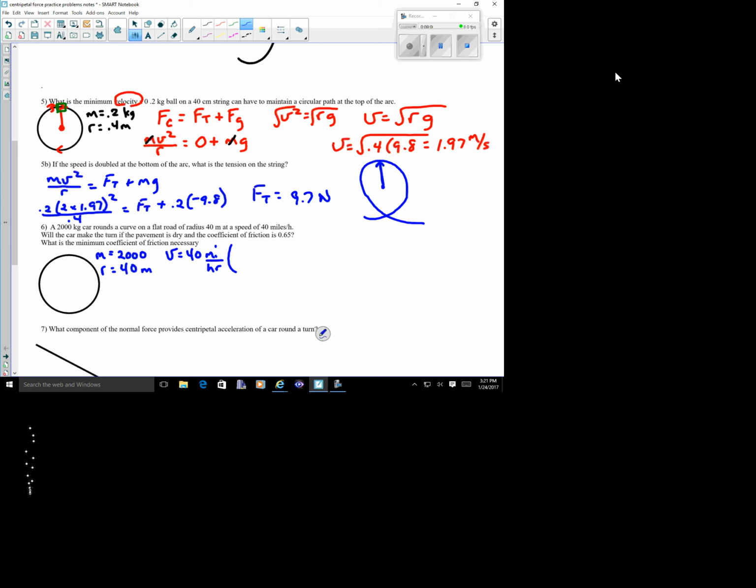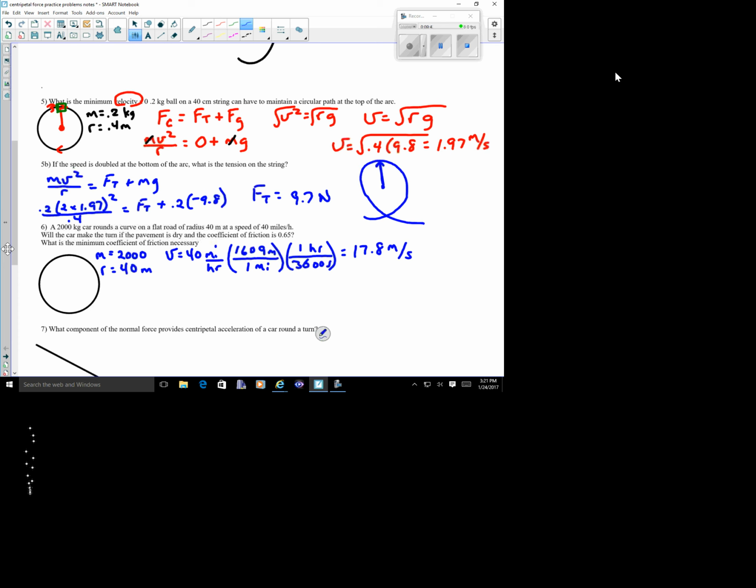Since the miles cancel, I know that there's 1,609 meters in 1 mile. And I also know that there are 3,600 seconds in 1 hour. And so that means that the car is actually going somewhere around 17.8 meters per second. What I want to figure out is this. If the car is going 17.8 meters per second, will it stay on the pavement?